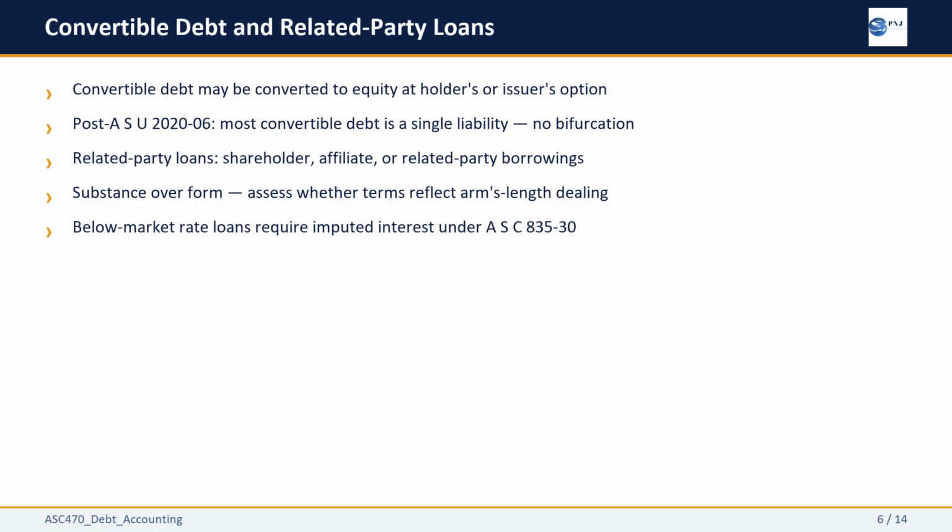Related party loans carry a different risk. The standard does not accept stated terms at face value when the lender and borrower are not dealing at arm's length. If a parent company lends to a subsidiary at 0% interest, accounting requires you to impute a market rate and recognize the below-market benefit explicitly.